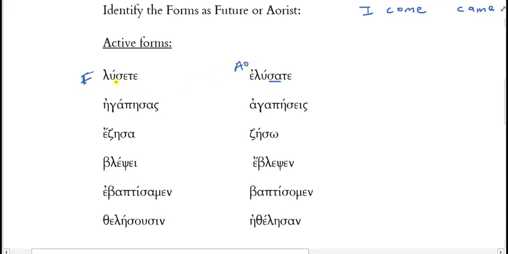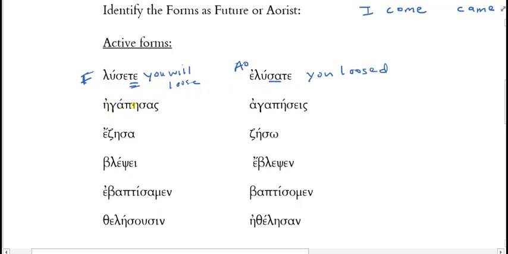All right, good. How would you translate lusete? That's future. And it's te, which is who? You, plural. So you will loose. What's elusete? Yeah, it's past time and simple past. You loosed. It's active. So you loosed, or y'all loosed. Look at the next one.